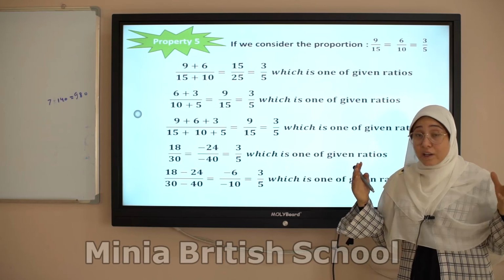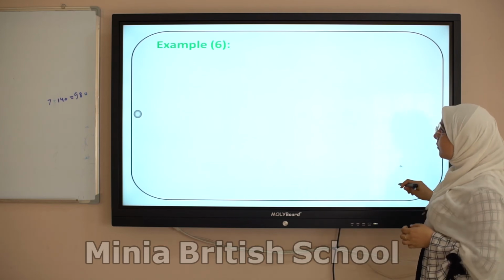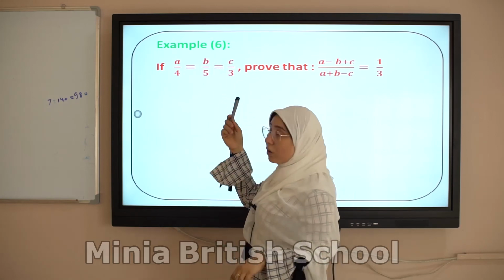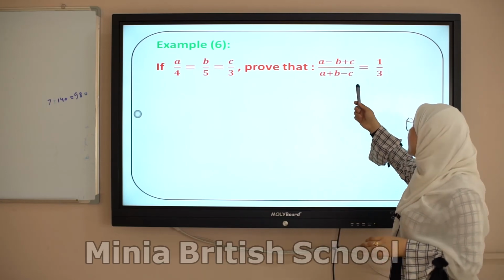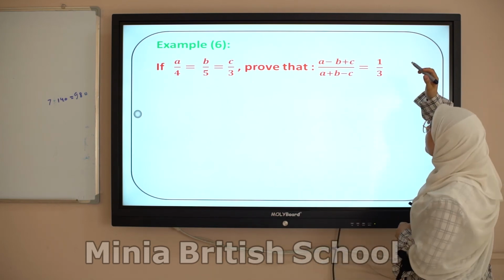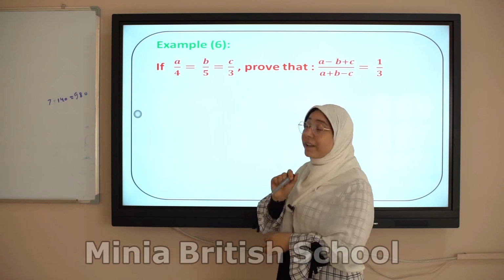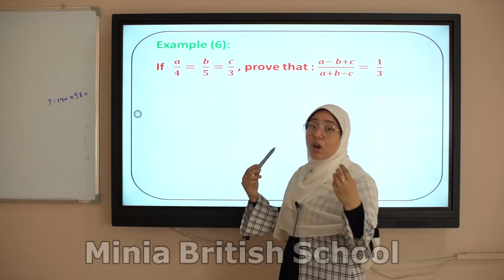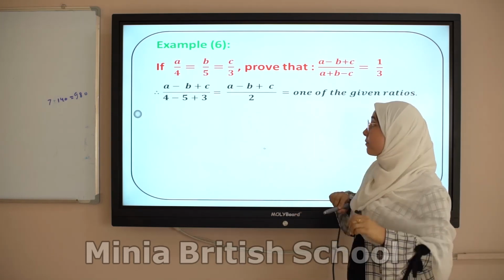So, we will take an exercise about these properties. Here, for example, if a over 4 equals b over 5 equals c over 3, prove that (a minus b plus c) over (a plus b minus c) equals 1 to 3. Now, if I multiply the two terms of the second ratio by negative 1, and I add the three ratios, we get what?